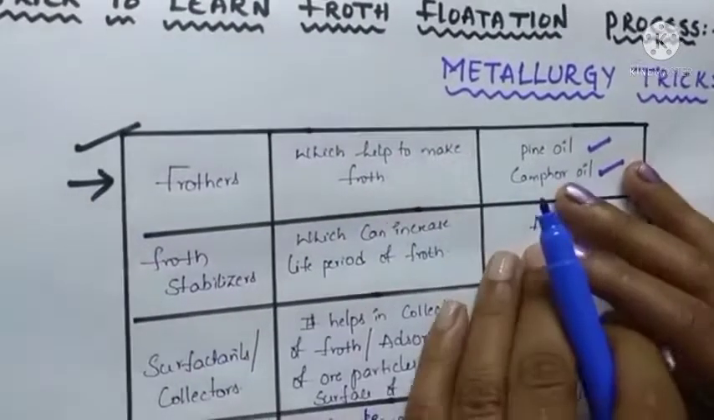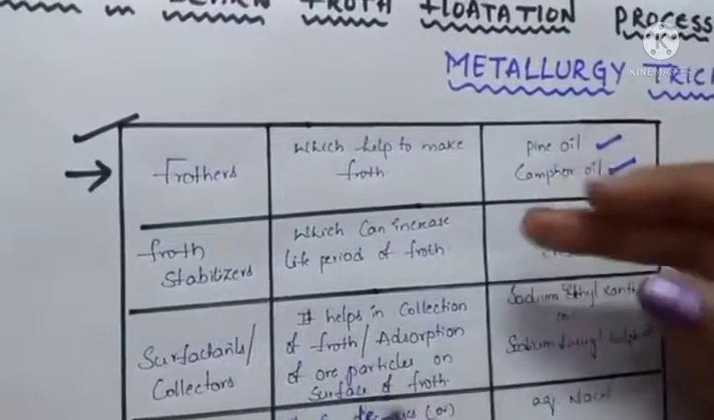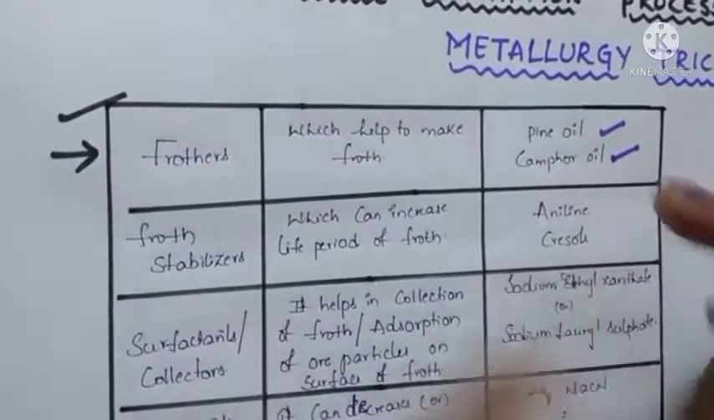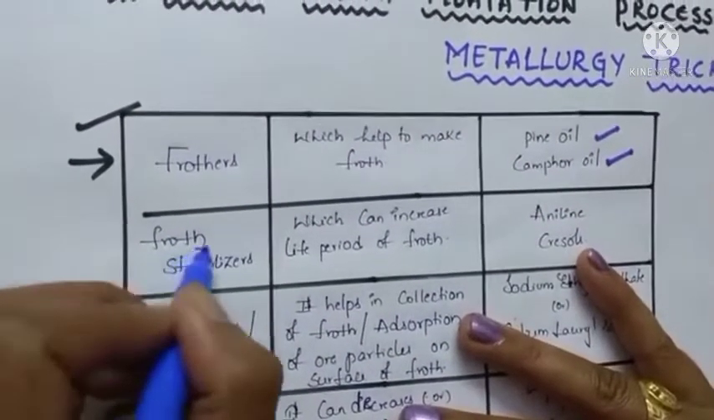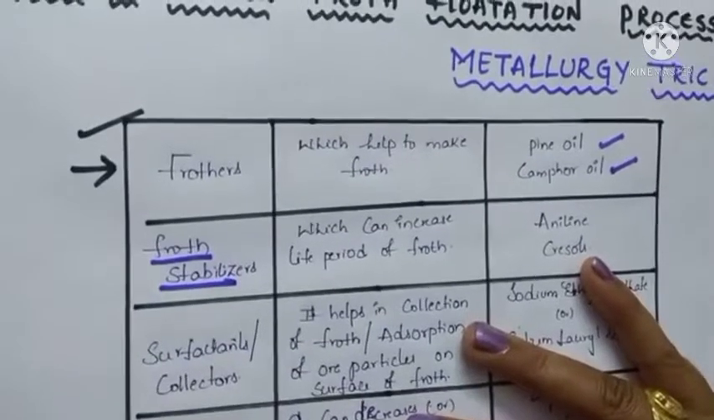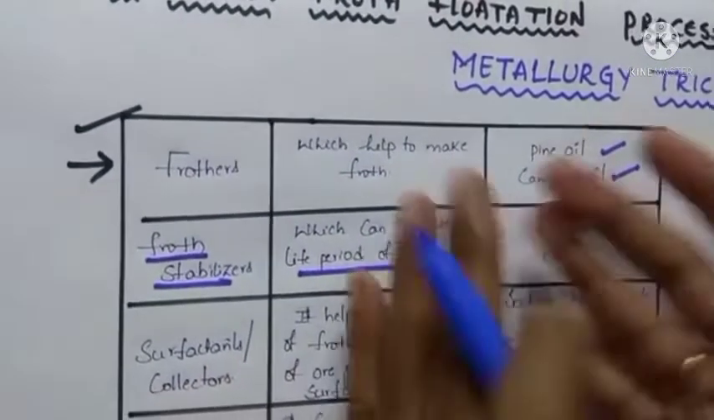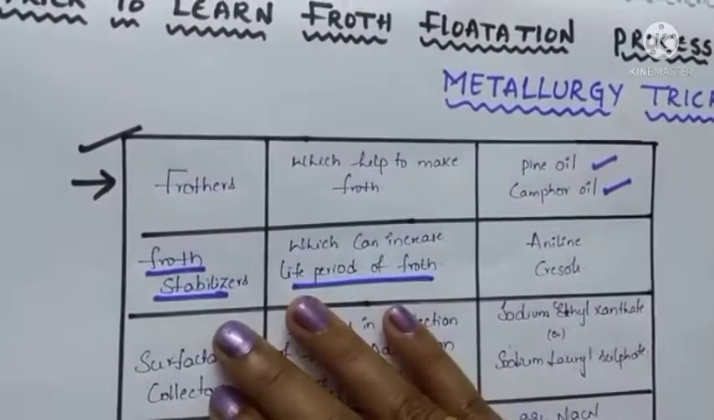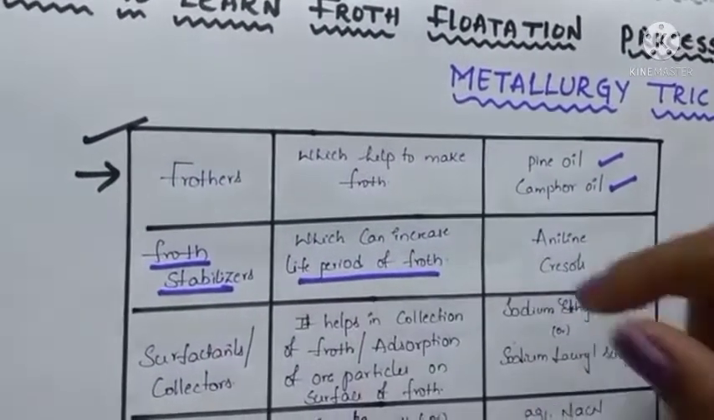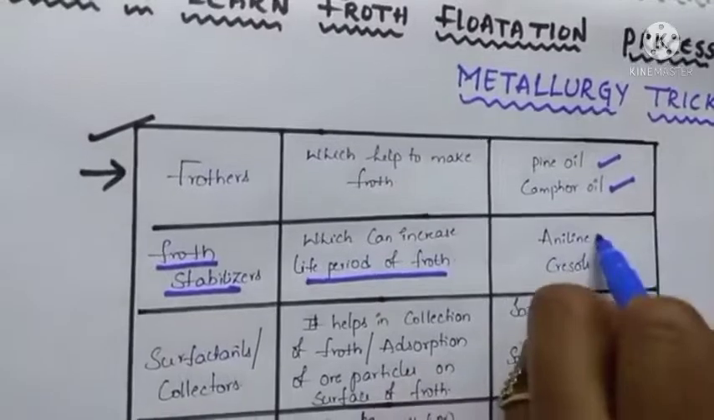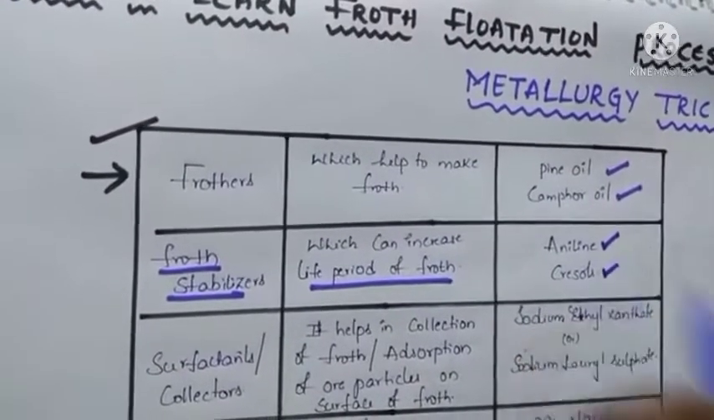Whenever foam is formed, it immediately converts again into the solution, so we add froth stabilizers. The froth stabilizer's function is that they increase the life period of froth. Once the froth is formed, we add the froth stabilizers so that it increases the life period. Examples of this are aniline and cresol.